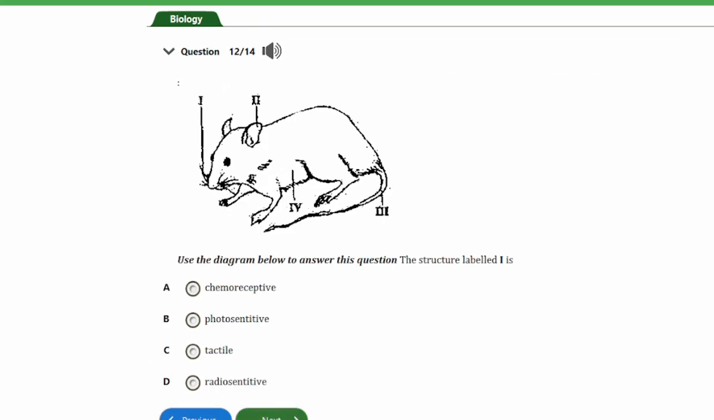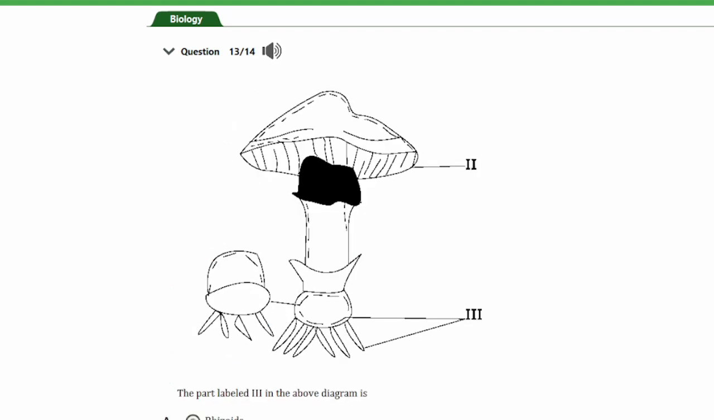So we have a diagram here again, and we are to use the diagram to answer the question. The question here says the structure labeled I is A, chemoreceptive, B, photosensitive, C, tactile, D, radiosensitive. So guys, the answer to this question is option C, and that's tactile. This structure is a vibrissae, and it is a tactile structure. It is sensitive to touch. So let's look at the next question, guys.